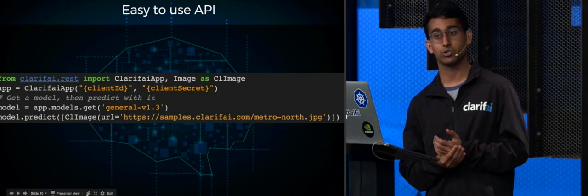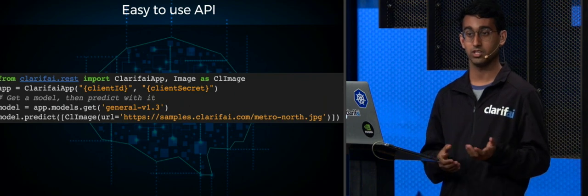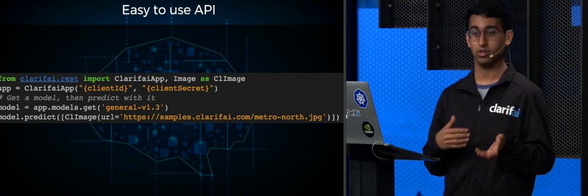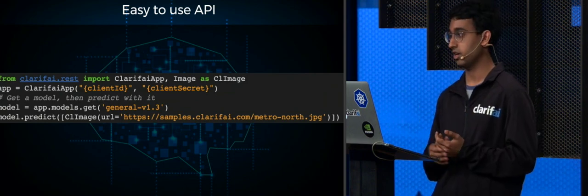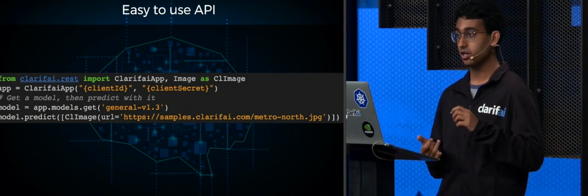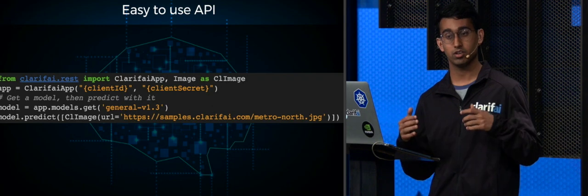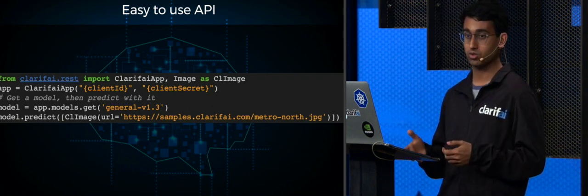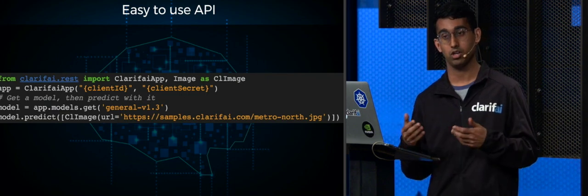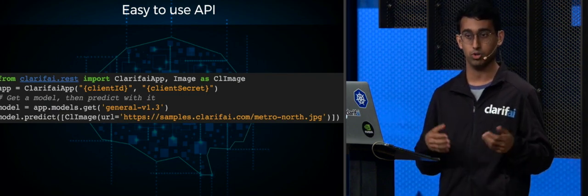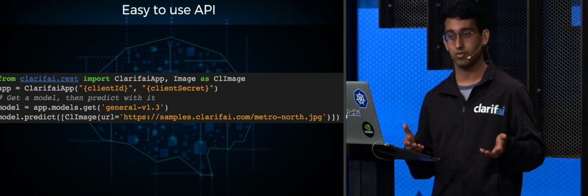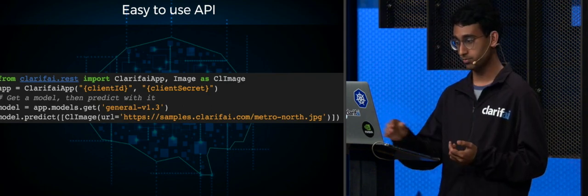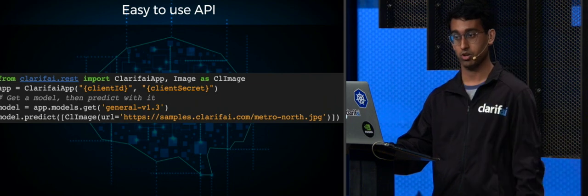And our domain models are really easy to use. So here we see an example of using our general model. All you do is import, so this is the Python client. All you do is import Clarifai, authenticate with an ID and secret. You get a model, in this case the general model, and then predict using that model on a URL. You can also use an image from your hard drive or from a stream of images. In this case, we're just using a URL. So it's very simple to use our domain models.